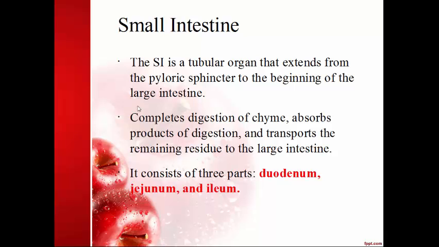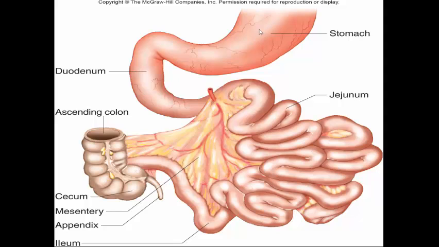And the small intestine has three components to it: the duodenum, jejunum, and ileum. Here's the stomach up here. The first part is the duodenum, and the next part would be the jejunum, and the last part would be the ileum. And the ileum will join up to the large intestine here.